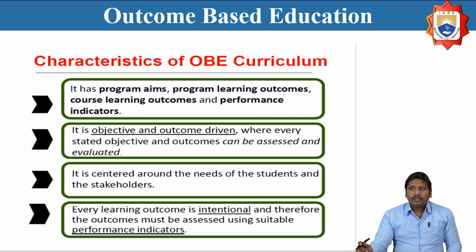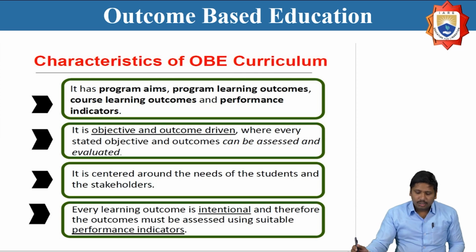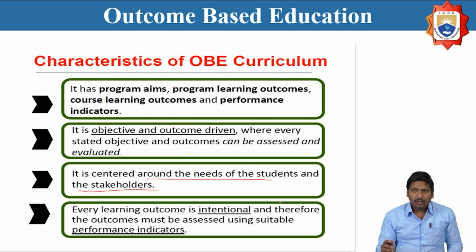So next we'll see what the characteristics of the curriculum are. It should have program aims, program learning outcomes, course learning outcomes, and performance indicators. It is objective and outcome driven, where every stated objective and outcome should be assessed and evaluated, centered around the needs of the students and the stakeholders. Every outcome is intentional, so the outcome must be assessed using suitable performance indicators, right?